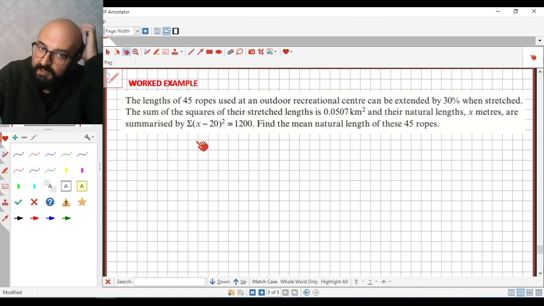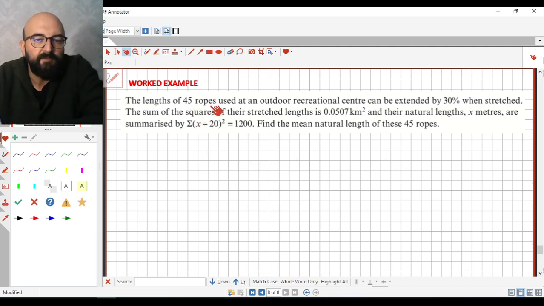the other question: the lengths of 45 ropes used in an outdoor recreational center can be extended by 30% when stretched. The sum of the squares of their stretched lengths is 0.0507 kilometers squared, and their natural lengths, x meters, are summarized. The sum of (x minus 20) squared is 1200. Find the mean natural length of these 45 ropes.